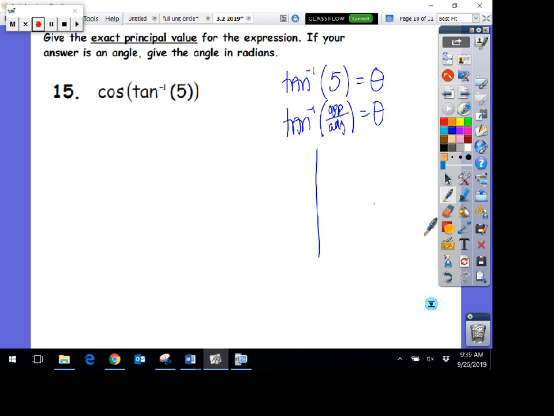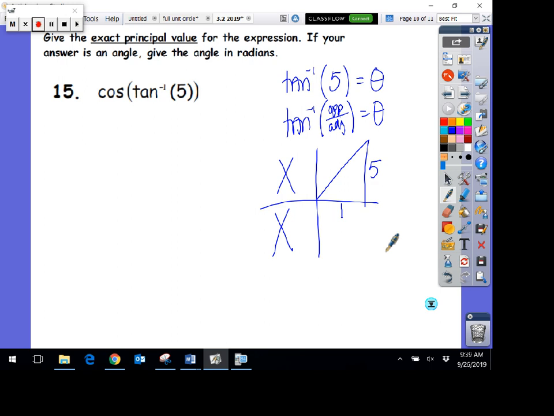So I need to draw a triangle in the correct quadrant. 2 and 3 are out. It is positive. Positive means I'm in quadrant 1. Opposite over adjacent has to be positive. Positive in quadrant 1, negative in quadrant 4. So opposite is 5, adjacent is 1. How do I know that's 1? Because 5 equals 5 over 1. I need a ratio. I can make any number in the world a ratio. Put it over 1. 5 divided by 1, now it's a fraction.